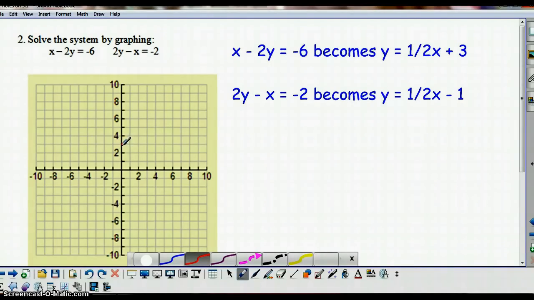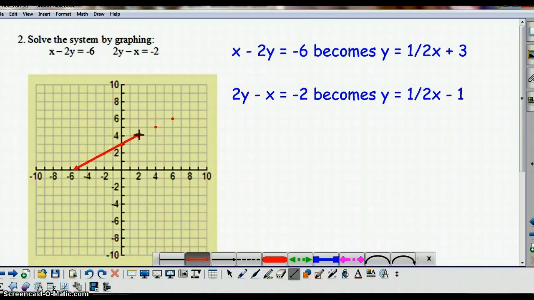And the slope is 1/2, so I'm going to go up 1 and right 2, up 1 and right 2, up 1 and right 2, and so on. And I could go down to the left here by going left 2 and down 1, left 2 and down 1, and so on. So this is our first line. It has a y-intercept of 3 and a slope of 1/2.